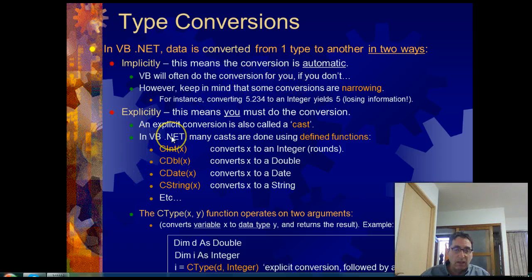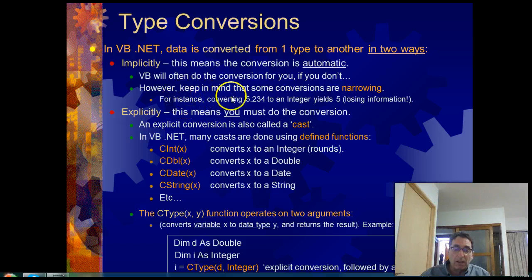So if you don't use something like this, but you try and take a number and use it as a string, or a string and use it as a number, Visual Basic might be able to do it. Of course, if you take a string like happy and you try and convert it to a number, it's not going to work.